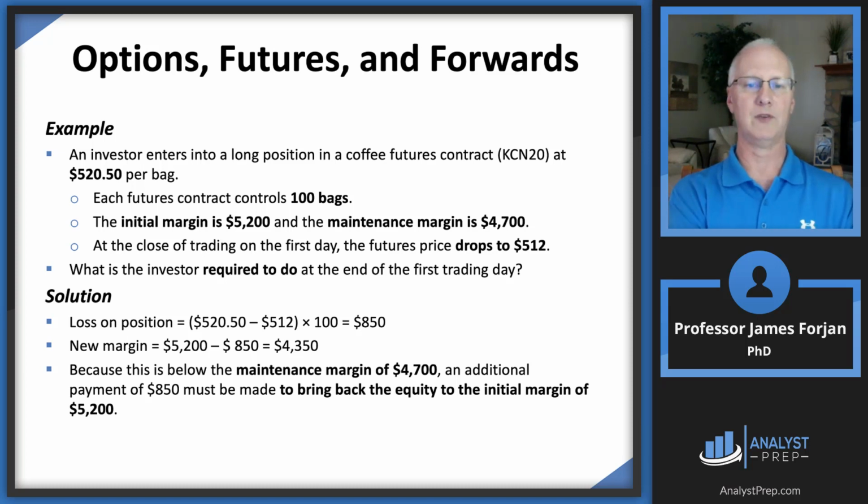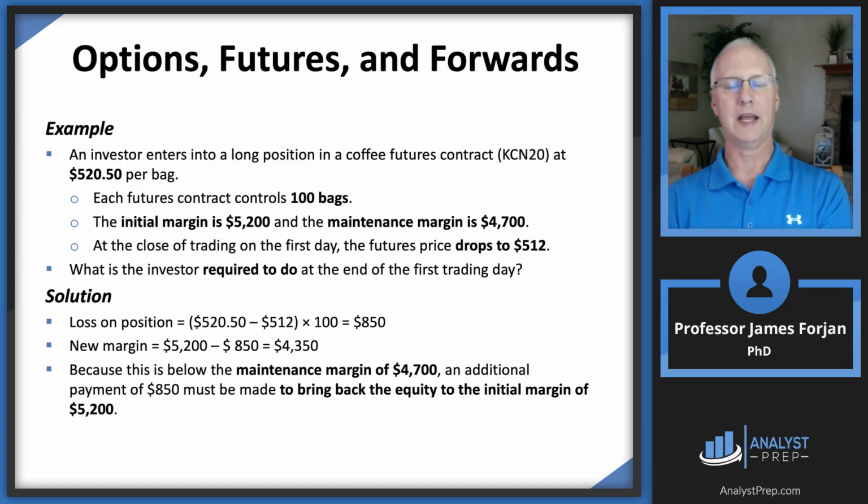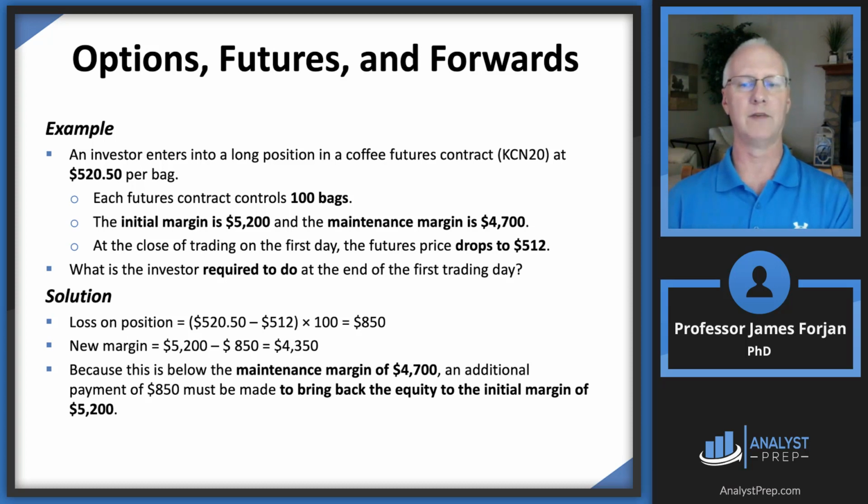All right, we have this new margin. We had our margin of $5,200 minus that $850. That gets us down to $4,350. So we're below the maintenance margin. So we have to inject another $850 to get us back to that $5,200.